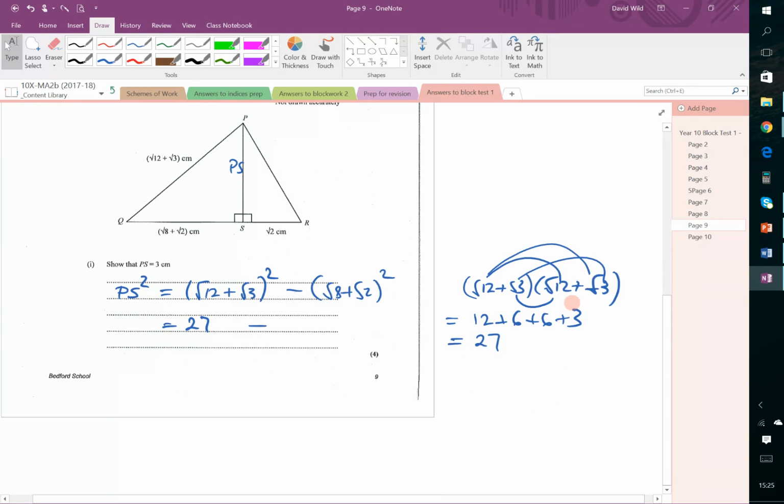Minus. Do a similar thing with the root 8 plus root 2. Okay? Square it out. Root 8 times root 8 is 8. Root 8 times root 2 is root 16, which is 4. Root 2 times root 8 is root 16, which is also 4. And root 2 times root 2 is 2. 8 and 4 is 12, plus 4 is 16, plus 2 is 18. So PS squared is 27 minus 18, which is 9.